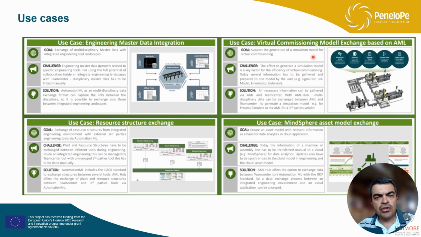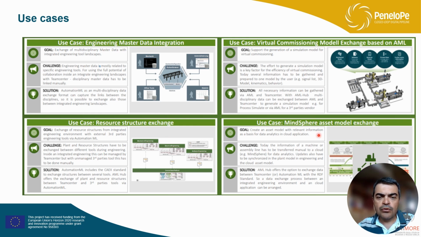So when we need to exchange data and want to commission a system virtually, for instance, we want to test and debug our software code on a machine which is only virtually defined. Or we can use AutomationML to exchange resource structure from an integrated engineering environment, also using third party engineering tools. So it's more or less what we have seen from the previous example. AutomationML becomes a means to store and convey information from one system to another.